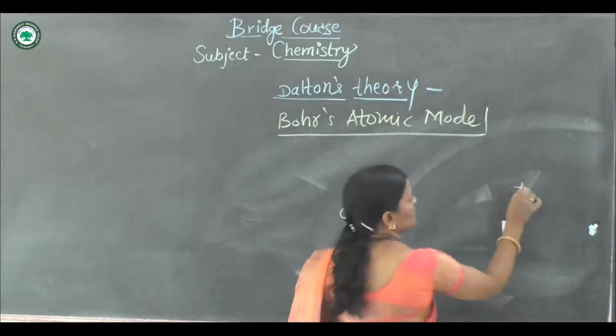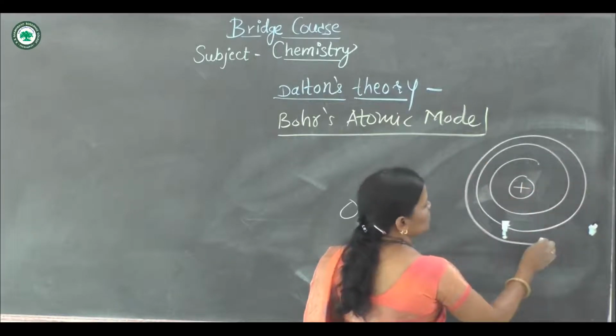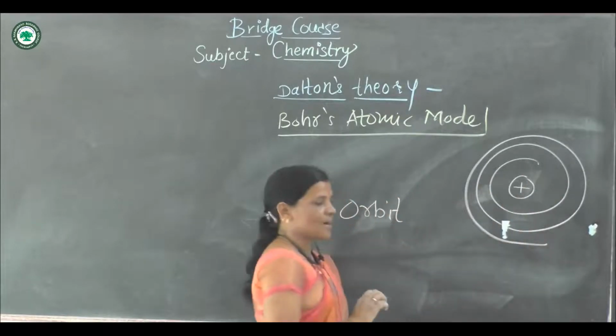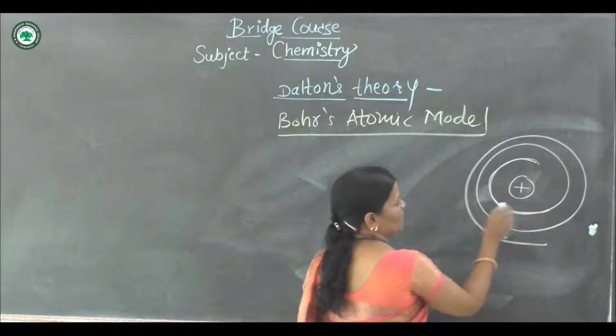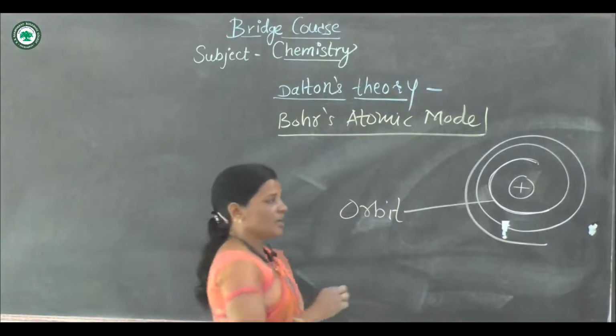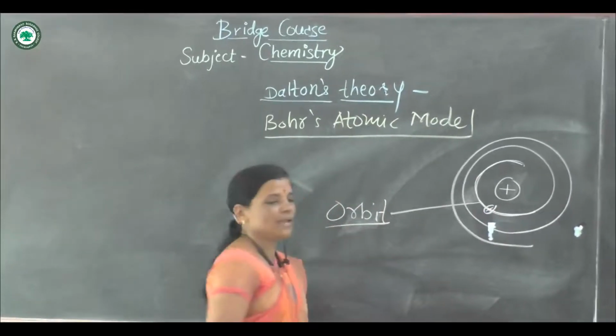Electrons are revolving around the nucleus in a circular path. There are so many possible circular paths, but here that path is said to be an orbit. This path around the nucleus of an atom in which electrons are revolving is said to be an orbit.